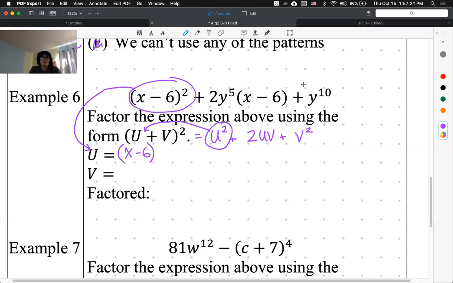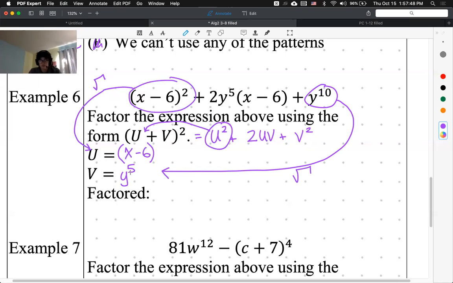You do indeed? Oh, you don't have to double it, because notice that in order to just get from V squared back to V, I just take the square root and I have V. So that means from y to the power of 10 back to V, the operation is square root. What is the square root of y to the power of 10? Y to the power of 5. And that is the hardest part.